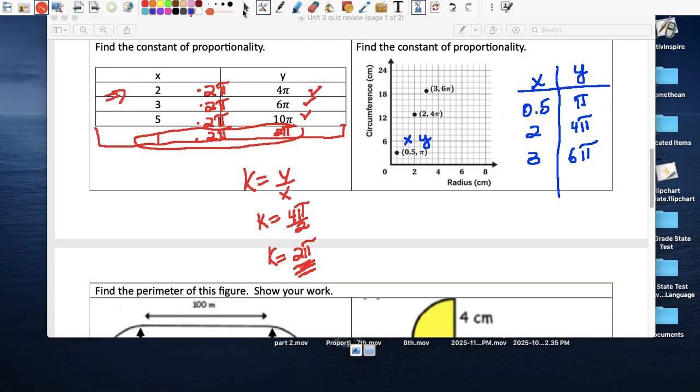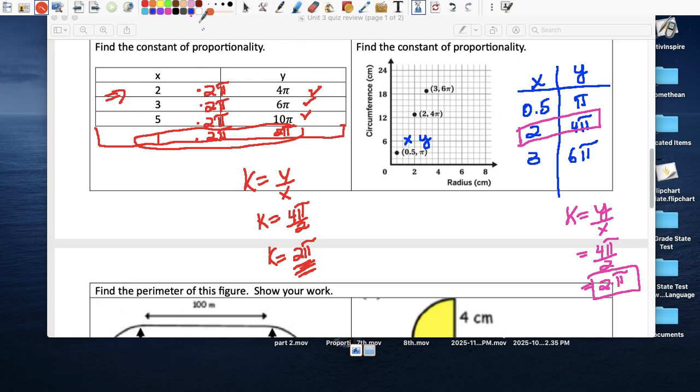Okay, so now let's find the constant of proportionality. To find the constant of proportionality, what do we do? k equals y over x. So pick an ordered pair, either the first or the second. I'm going to use this one here. If I do that, I actually get the same thing as the one before. 4 pi over 2. We can divide the 4 and 2. 4 divided by 2 is 2, and then times pi. So here's my constant of proportionality.